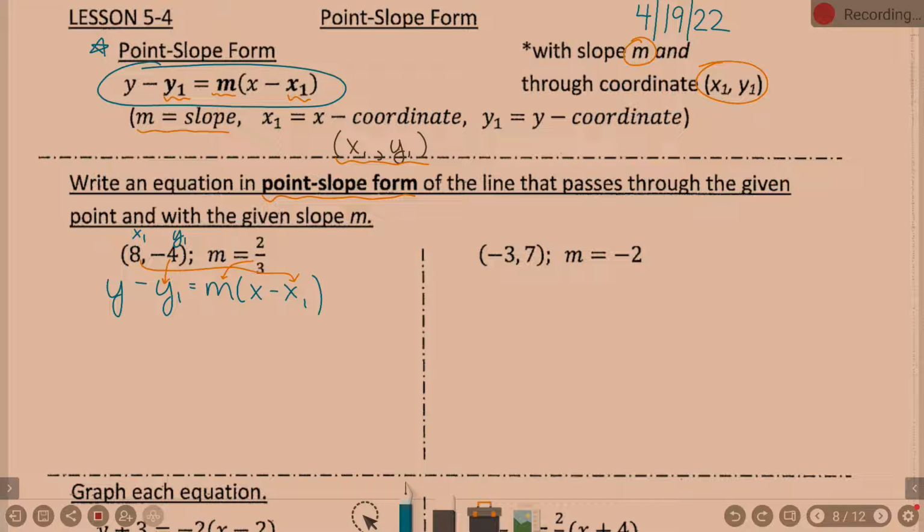So I'm going to say y minus, what's the y value from the ordered pair? Y value was -4. So y minus -4 equals m. What's my m value? Says it right here, yes? 2/3. M is 2/3. Parentheses, still just regular x, minus, what's my x1 value? 8.